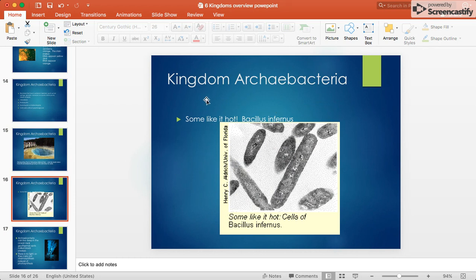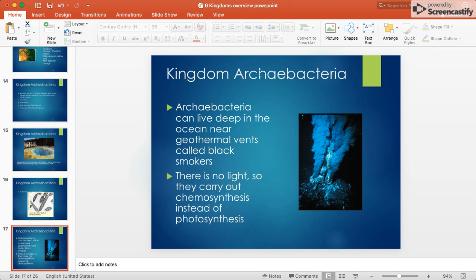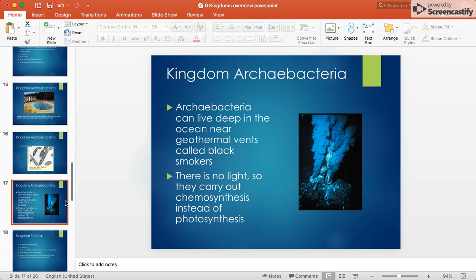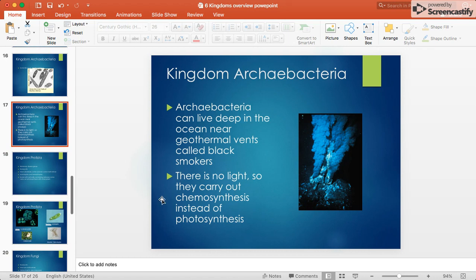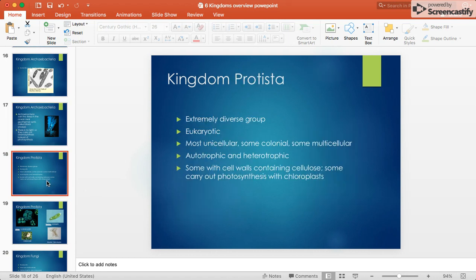So here we have another picture of some archaebacteria, Bacillus infernus. Some like it hot is what it says. So they live in extreme conditions. Archaebacteria can live deep in the ocean near geothermal vents, and those geothermal vents are called black smokers. There's no light, so they carry out chemosynthesis instead of photosynthesis. So they're going to create their own food through the process of chemosynthesis.